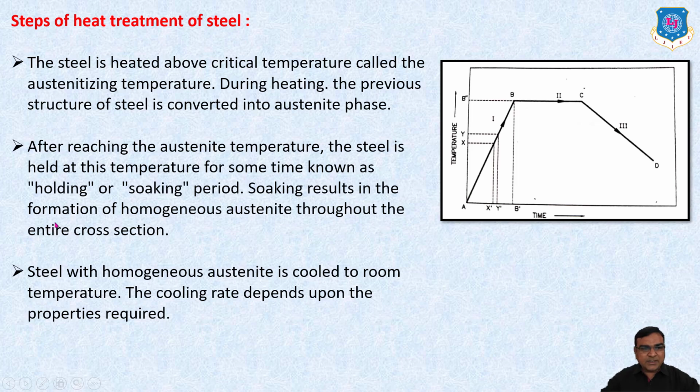Soaking results in the formation of homogeneous austenite throughout the entire cross section, and steel with homogeneous austenite is cooled to room temperature. Here C to D is cooling to room temperature. The cooling rate depends upon the properties required. The angle between BA and AB dash is known as the rate of heating, and this angle is known as the rate of cooling. It depends on the properties required.